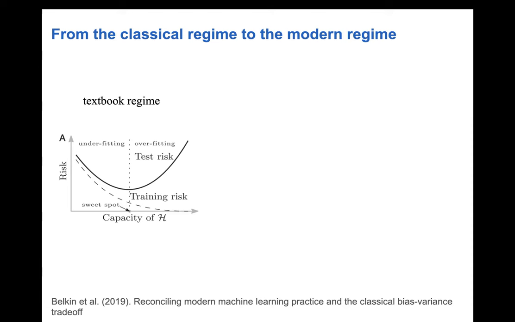At first you have model bias, and when you grow your capacity to a certain level, your model starts to overfit the training data set, so it has bad test error. So in the classical regime, or in classical statistical wisdom, there's always a sweet spot which balances underfitting and overfitting.